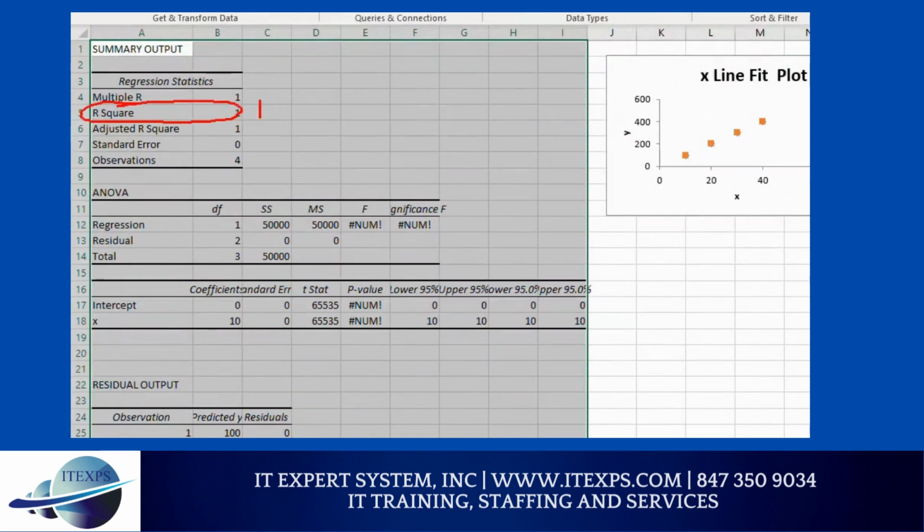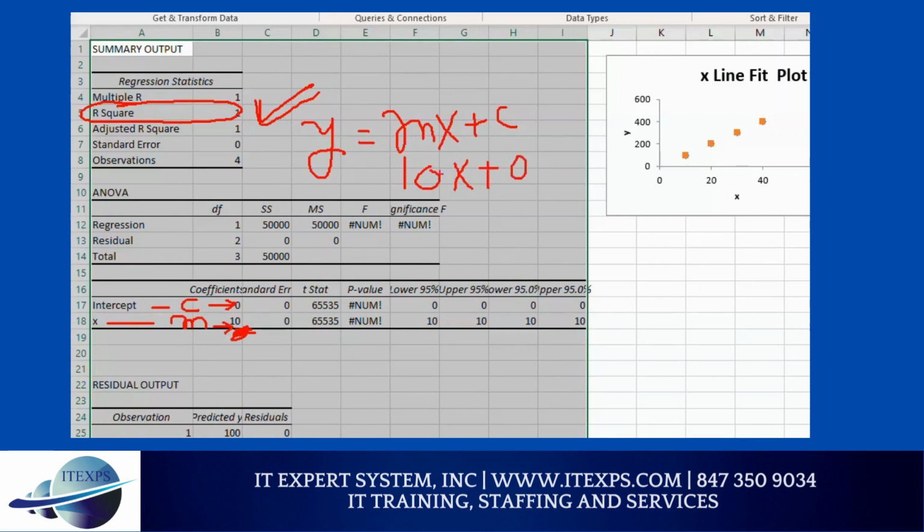So if R square is 1, it means the regression is a perfect relationship. If you see here, the intercept, which is your C, is 0. And X, which is nothing but your M, is 10. So if I see the formula, Y equal to mx plus C, what is M here? This is your M. Always this is M. So 10. X is X and C is 0. So now the formula is Y equal to 10x.